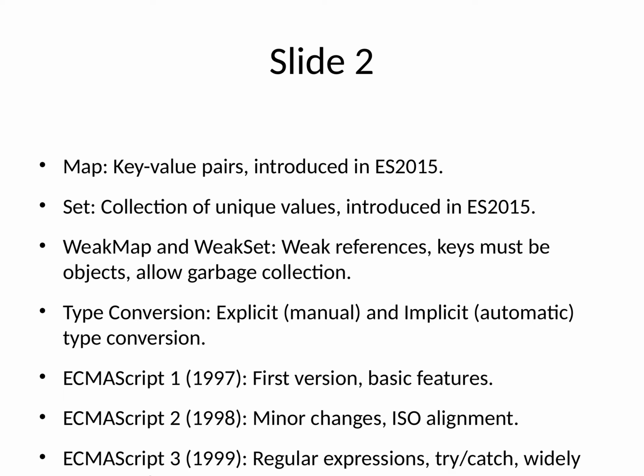Now, let's discuss type conversion. Explicit type conversion, also known as typecasting, involves manually converting one data type to another using methods like Number(), String(), or Boolean().